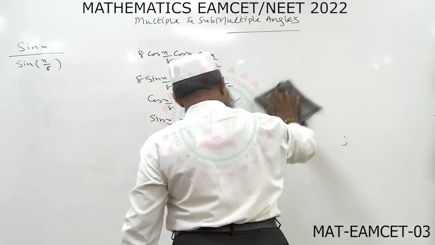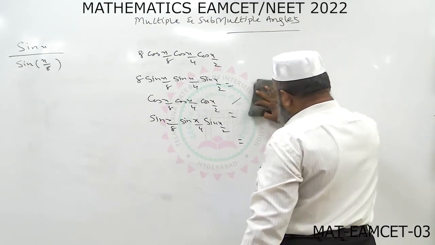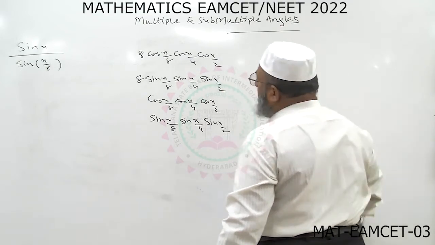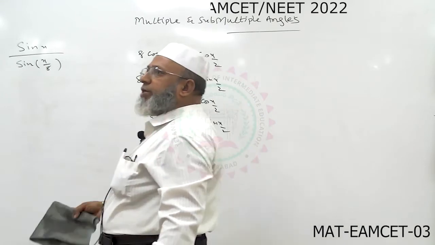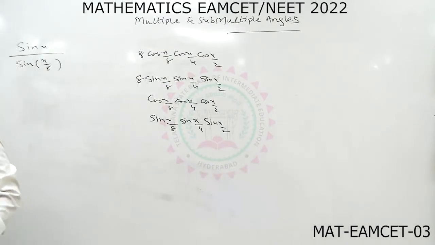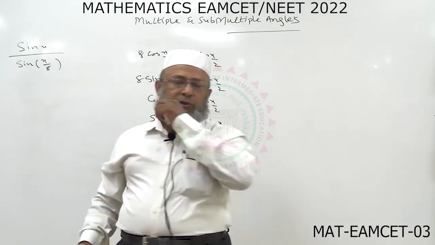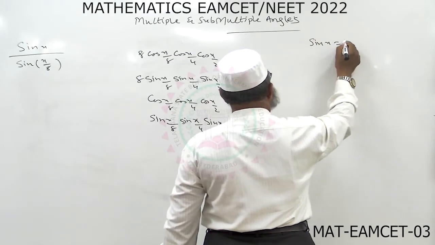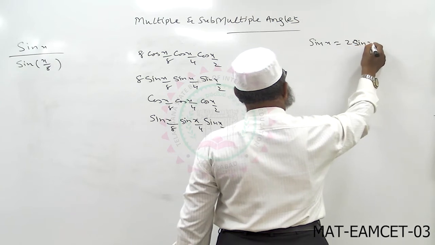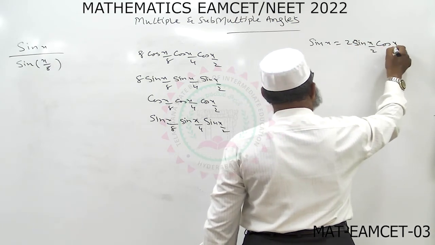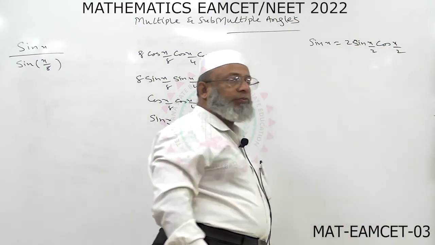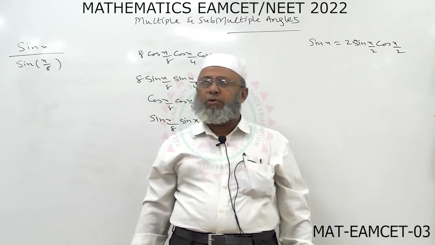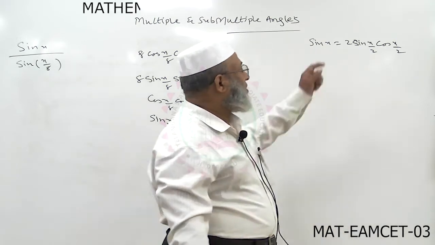Now what I am doing, I am converting the numerator into submultiples. You may ask me how. You know that sin x is equal to 2 sin x by 2 cos x by 2. Right? Sin 2 theta is equal to 2 sin theta cos theta. Therefore, sin theta is equal to 2 sin theta by 2 cos theta by 2.